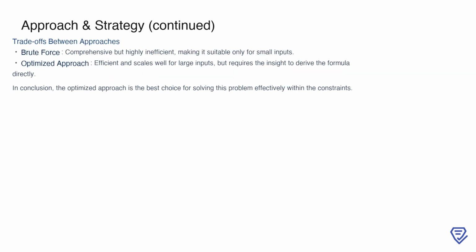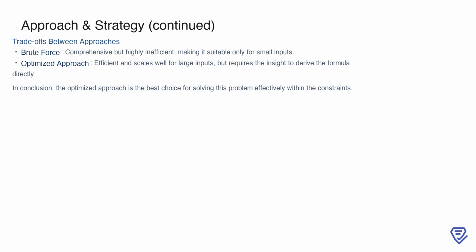Finally, let's compare the trade-offs between the two approaches. The brute force method, while exhaustive and comprehensive, is prohibitively inefficient for larger arrays due to its exponential time complexity. It is only feasible for very small inputs, and even then, it lacks the elegance and practicality of the optimized method. On the other hand, the optimized approach is highly efficient, scaling well for large inputs while maintaining correctness. The key trade-off here is that the optimized solution requires an understanding of the problem's constraints to directly derive the formula, but once that insight is gained, the implementation is straightforward.